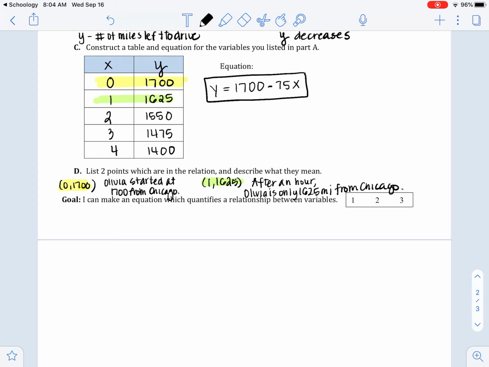Okay, so go ahead and re-rate yourself on how you feel about the goal for today, which is I can make an equation which quantifies a relationship between variables.